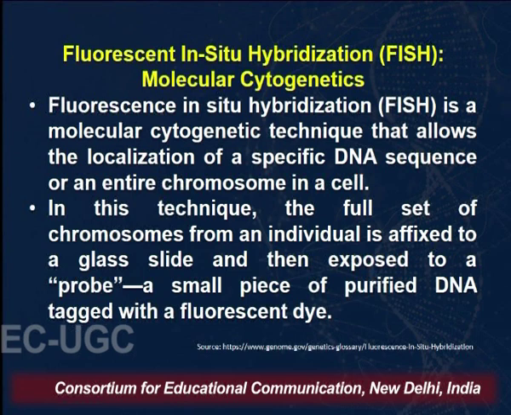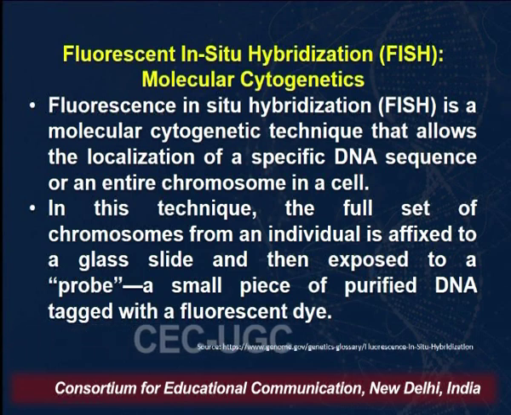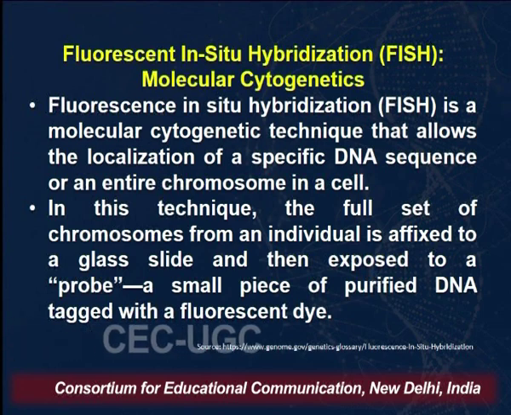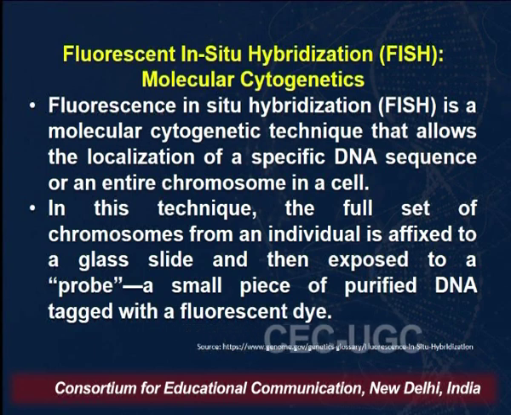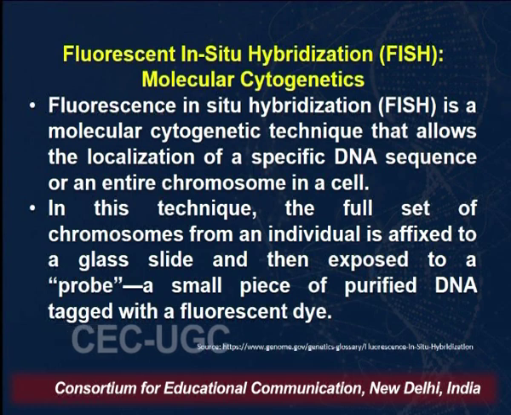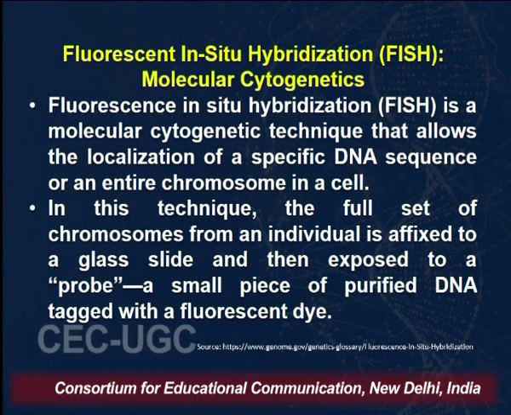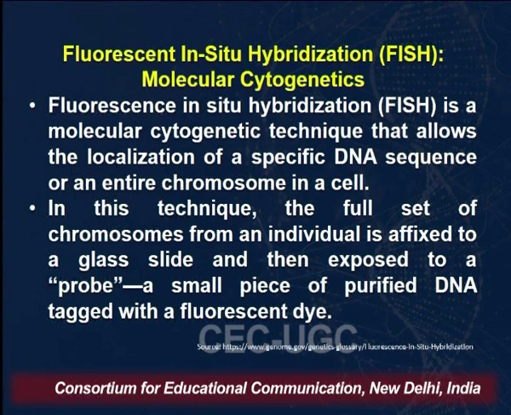Now, another advanced technique is called fluorescent in situ hybridization, many a times referred to as FISH. Fluorescent in situ hybridization is basically a molecular cytogenetic technique which helps to localize or find a specific DNA sequence within particular chromosomes in a cell. For this analysis, it uses a probe which is basically a purified form of DNA which is tagged with a fluorescent dye.